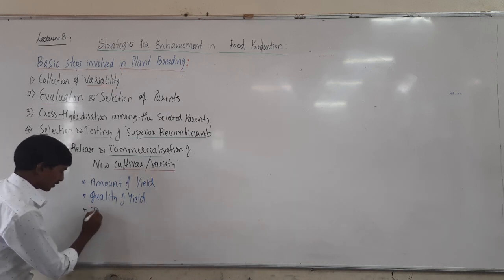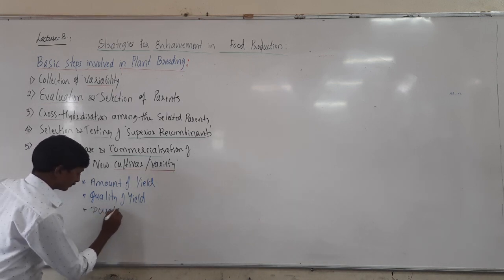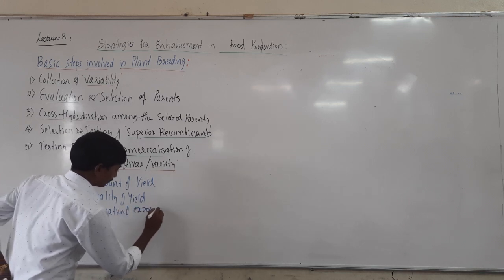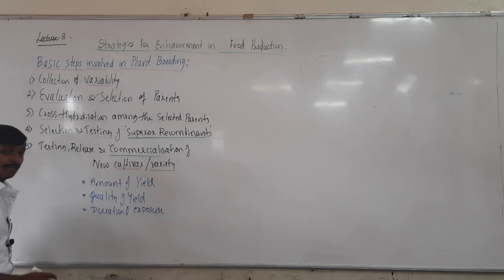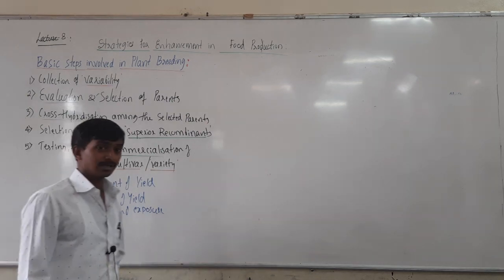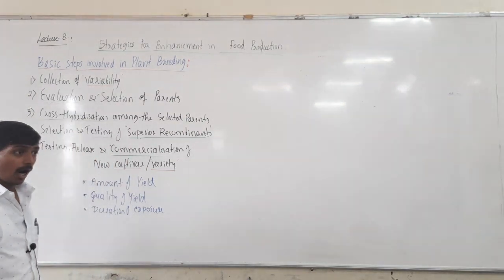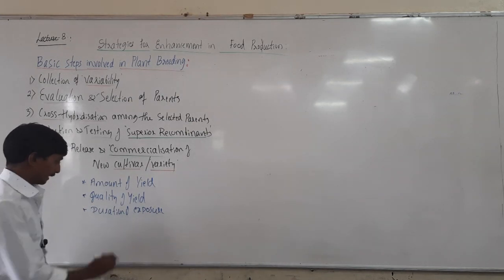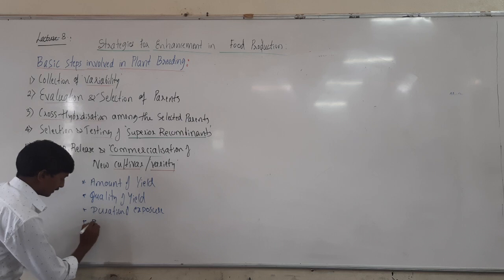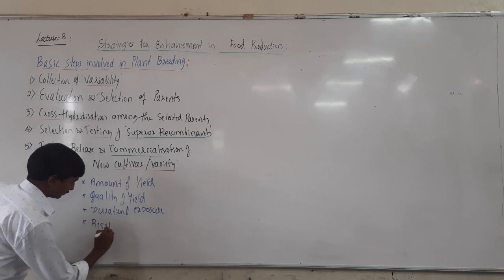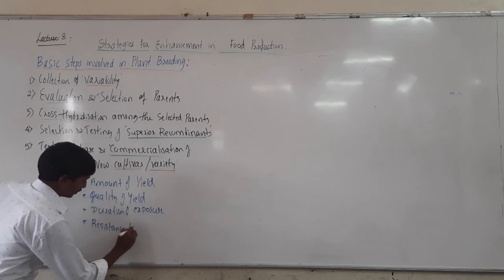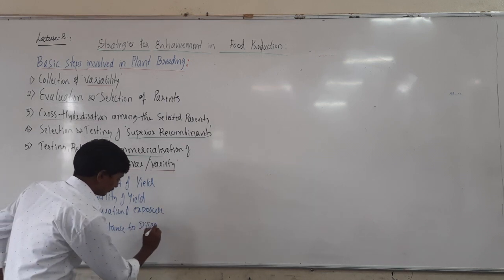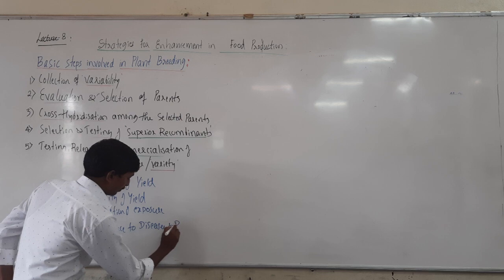Then duration of exposure to nature, to the climatic conditions, means unfavorable conditions, means how long the plant can tolerate. And resistance to diseases and pests.